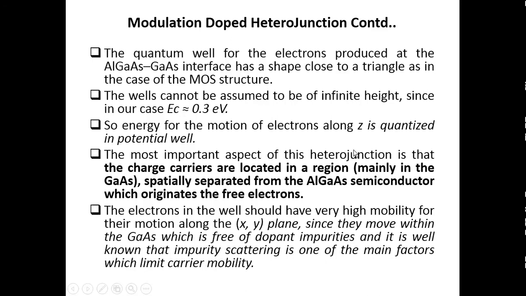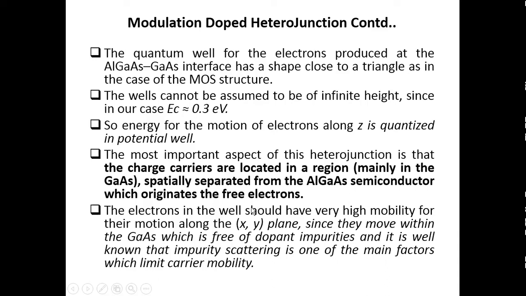The most important aspect of this heterojunction is that the charge carriers are located in a region mainly in the gallium arsenide, not aluminum gallium arsenide, and that is partially separate from the aluminum gallium arsenide semiconductor, which originates the free electrons. That is the mechanism involved here.